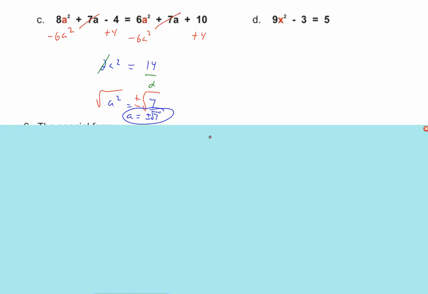You didn't forget the plus minus, did you? You added a negative 6a squared to both sides. You moved the negative 4 by adding positive 4 to both sides. You moved the 2 by dividing both sides. Took the square root of both sides. Didn't forget the plus minus, right? How many got that correct?